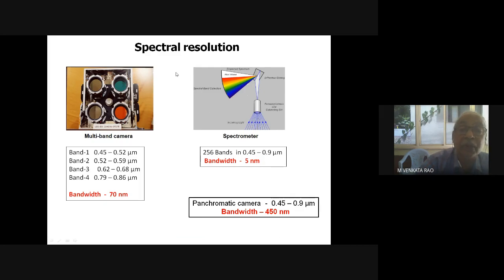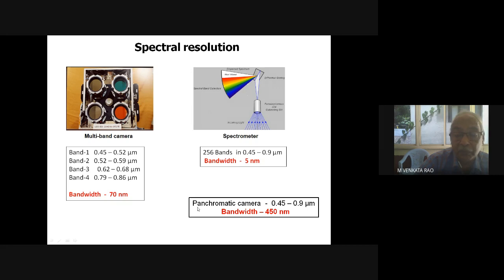Next is spectral resolution. After spatial resolution, we go to spectral resolution. Spectral resolution is, as I said, the bandwidth of the spectrum. How much bandwidth? For example, in this IRS camera, as I showed, you can see there are 4 bands, 4 lenses and 4 detectors. So each band will pass this much spectrum into the lens. Approximately 70 nanometer bandwidth will be transmitted through this optics, and the sensing will be done.